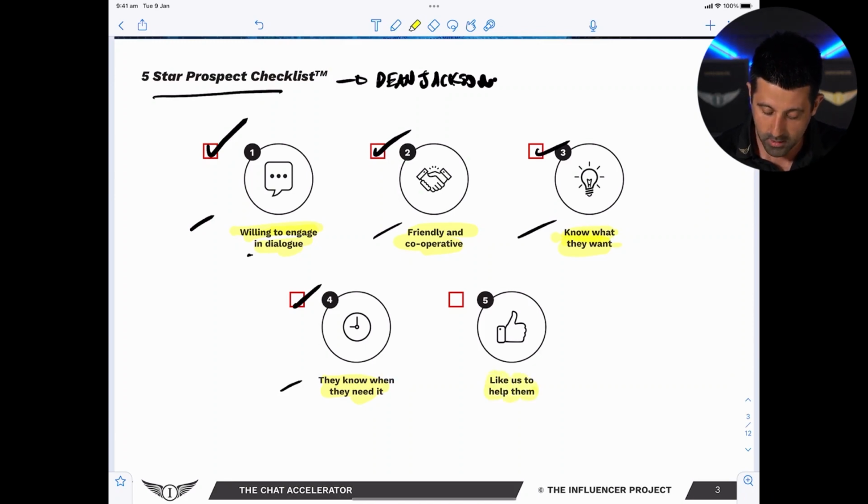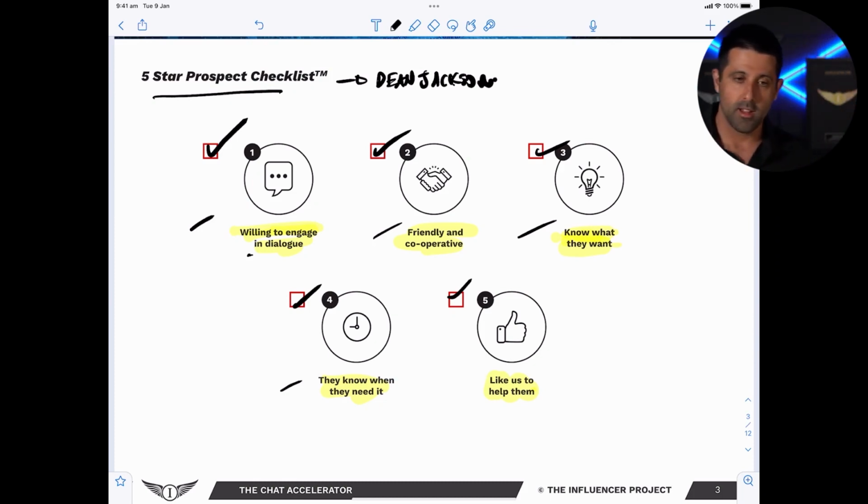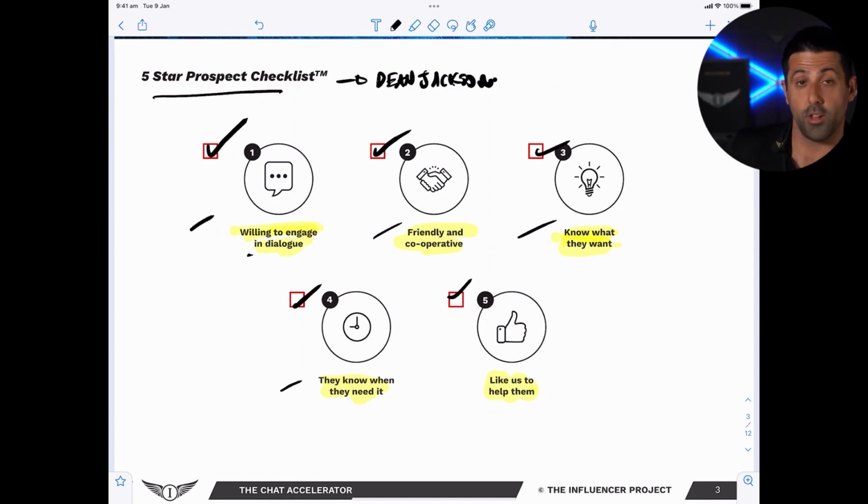The next part is, would you like us to help you? And if they say yes, they check the boxes. So whenever you're talking with someone, remember, the quality of the prospect will often determine the quality of the client. If you don't like the prospect, you're probably not going to like the client. And business should be fun, and fun comes from the people you work with and choose to work with.